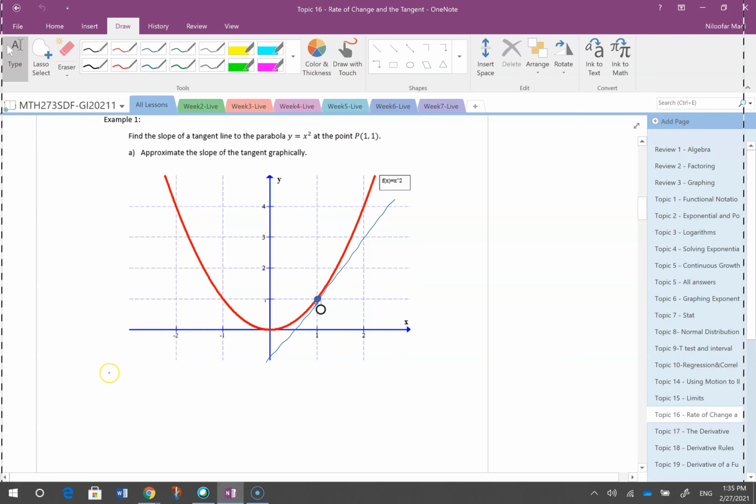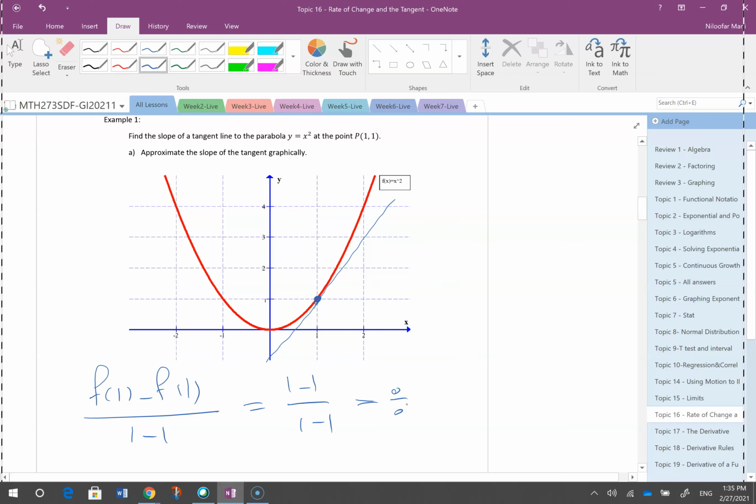As I said, it is f(1) minus f(1) divided by 1 minus 1, because it's y equals x squared and the point is 1 and 1. That's 0 over 0. So I can't. What should I do?